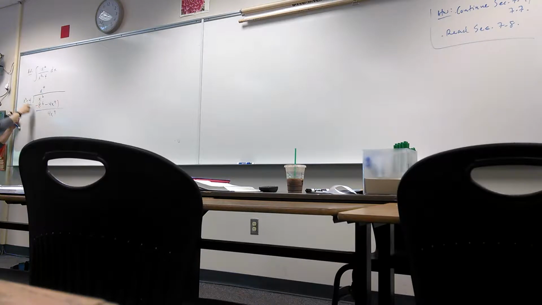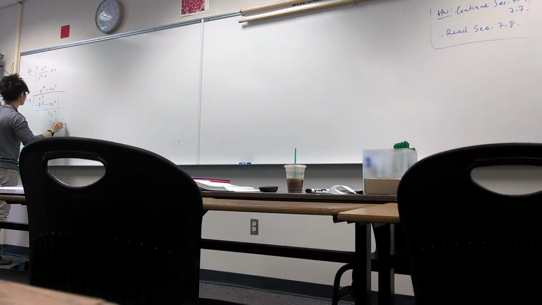So what times x squared gives you 4x to the fourth? x squared. 4x squared. Okay. I was wondering if I heard that correctly. We need the 4, right? Okay, 4x squared. So multiply 4x to the fourth minus 16x squared.